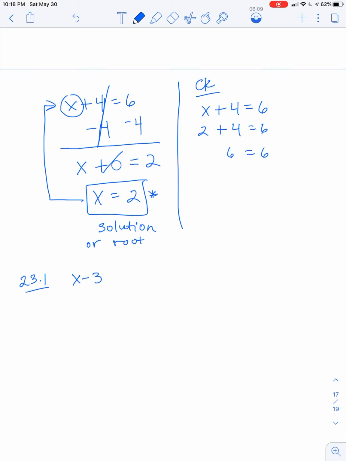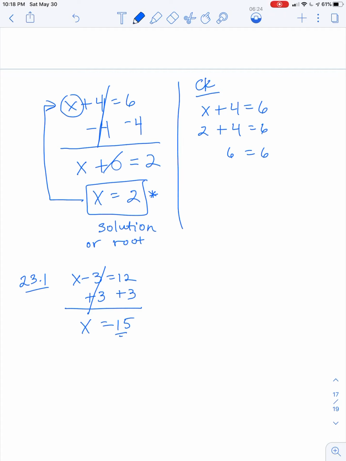The example is x minus 3 equals 12. We want to find out what x is equal to, so our goal is to isolate the variable of x. So we can add 3 to both sides, and we would end up with x equals 15.